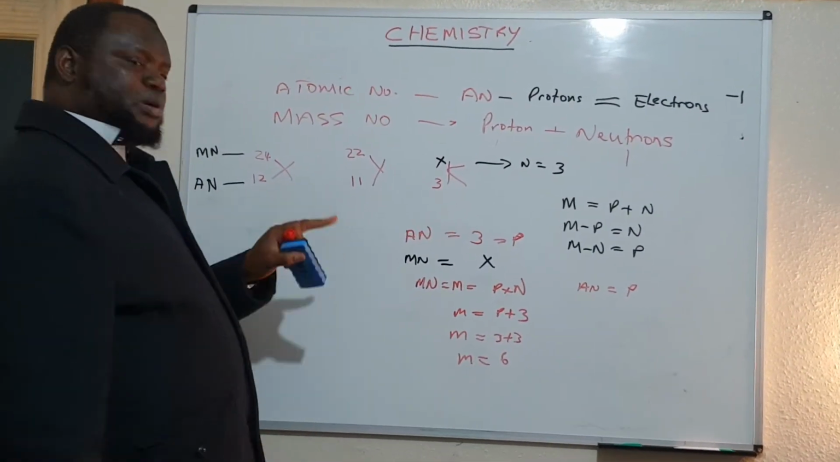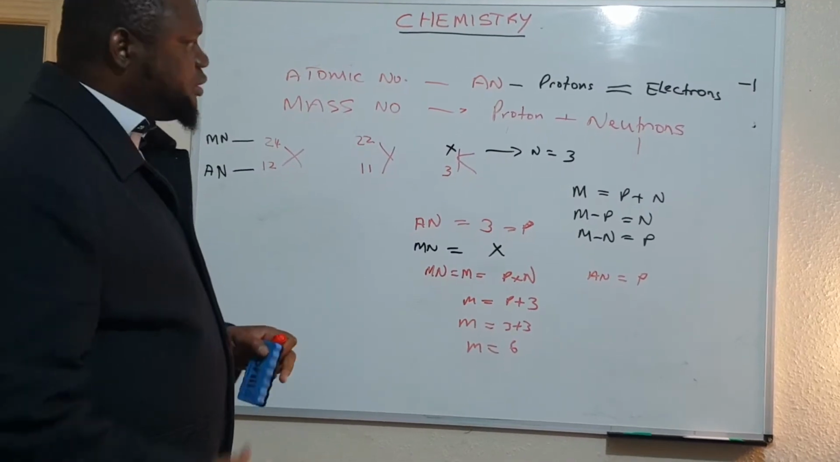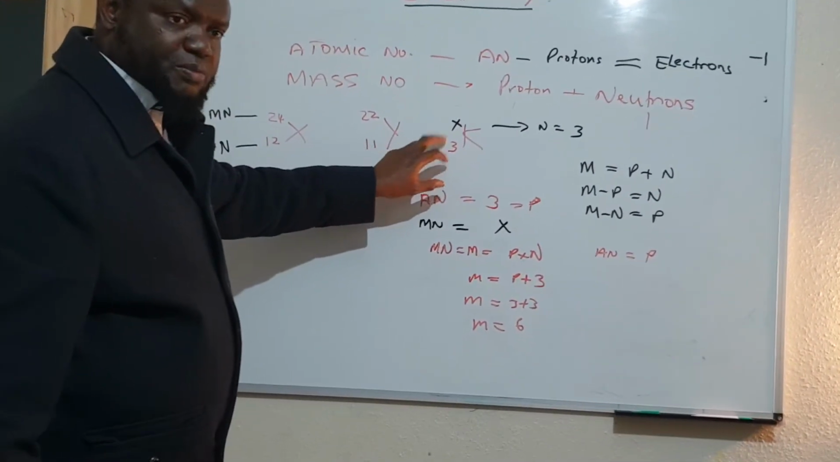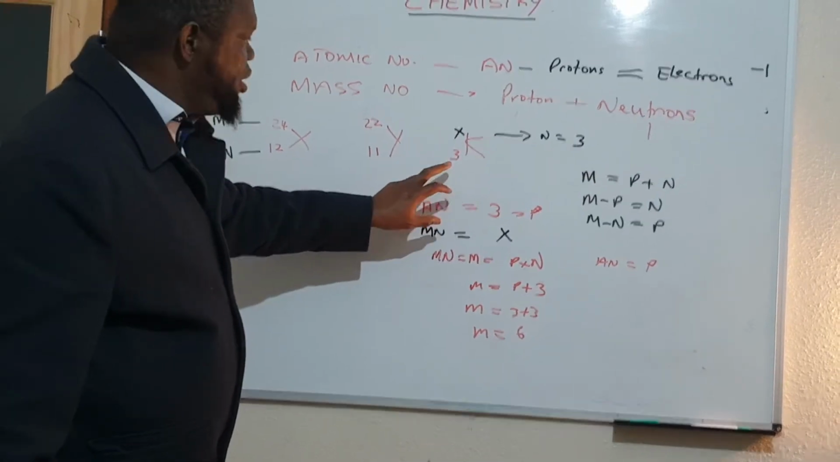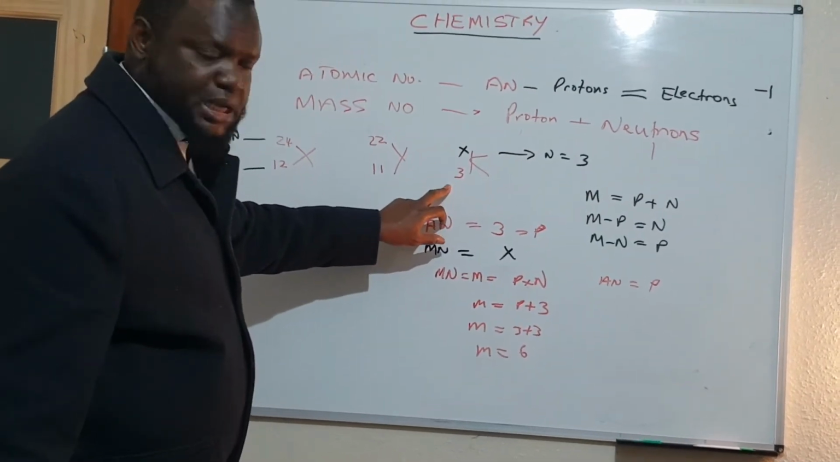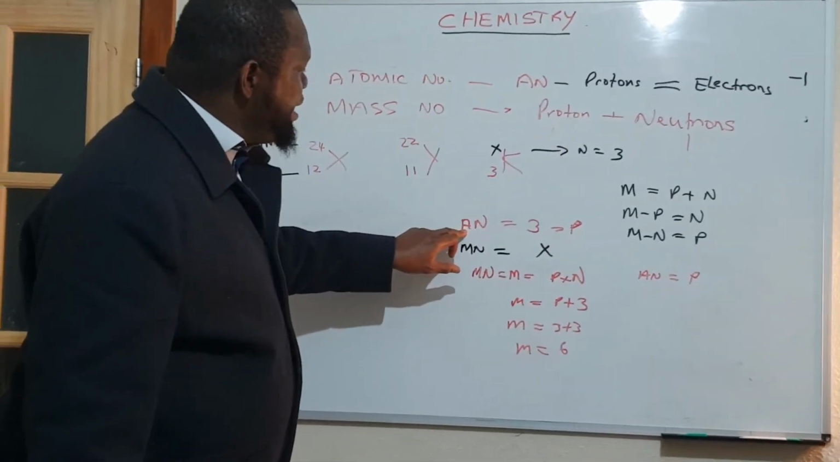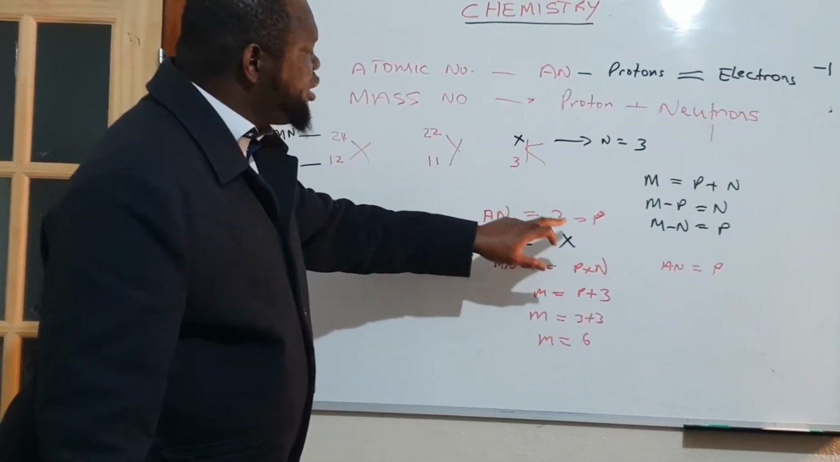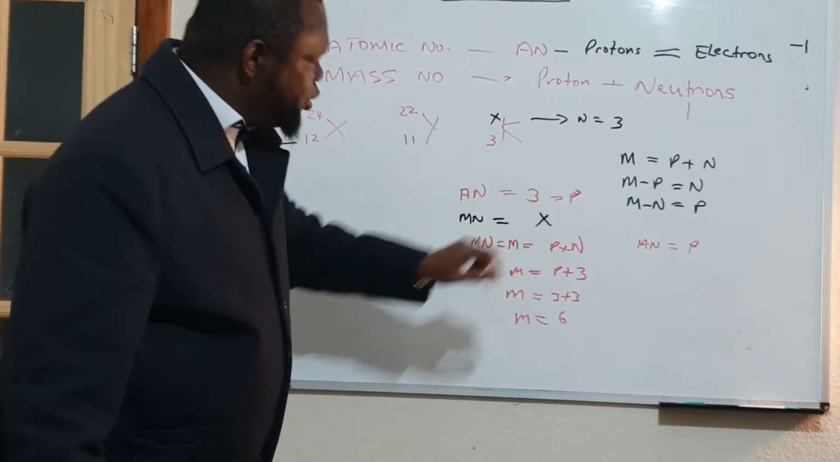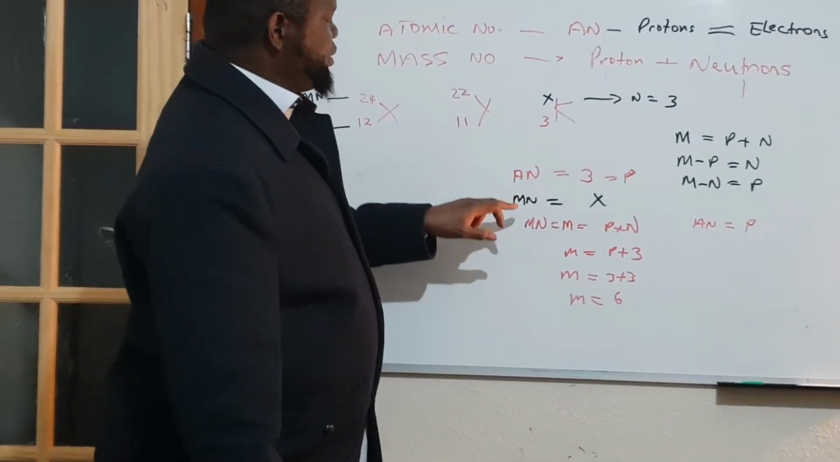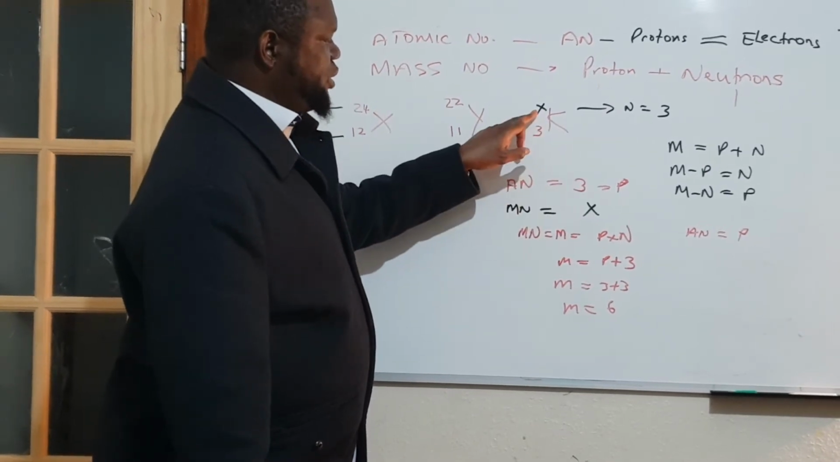Can I go back? Do you understand? Easy. Here we don't know the mass number, but we know the atomic number. We know the atomic number is equal to 3 and is equal to the number of protons. The mass number we don't know. That's X.